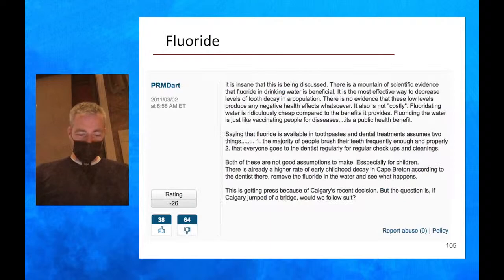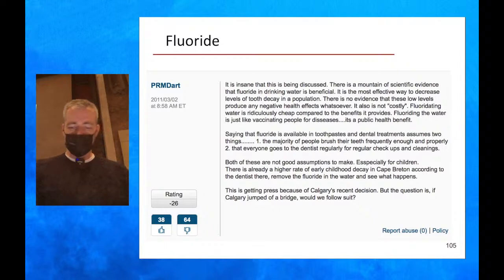Look at this one, negative 26. "It is insane this is being discussed. There's a mountain of scientific evidence that fluoride in drinking water is beneficial." True. It is the most effective way to decrease levels of tooth decay in a population. "There's no evidence that these low levels produce any negative health effects whatsoever. It's also not costly. Fluoridating water is ridiculously cheap compared to the benefits it provides. Fluoridating the water is like vaccinating people for diseases. It's a public health benefit."